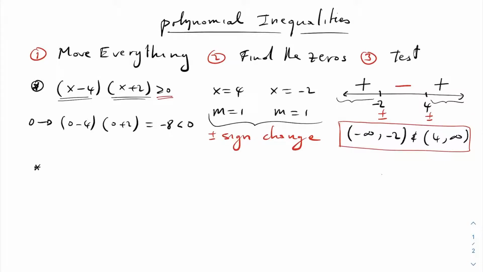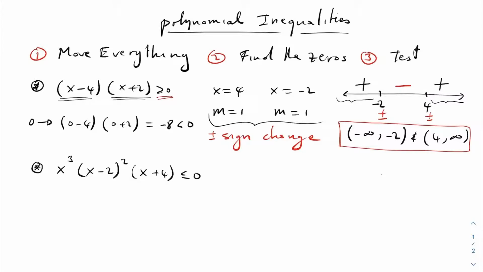All right, let me give you a next one. The next one is going to be x to the power of 3 in parentheses, x minus 2 to the power of 2, and then in parentheses, x plus 4. And I want that to be less than or equal to 0.